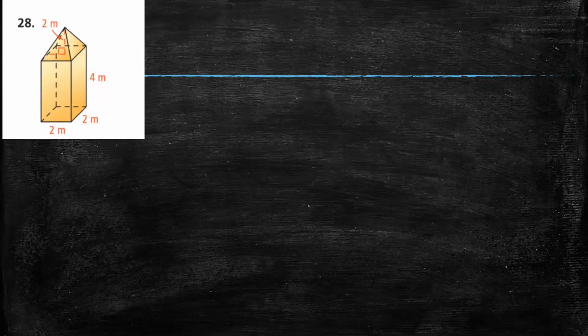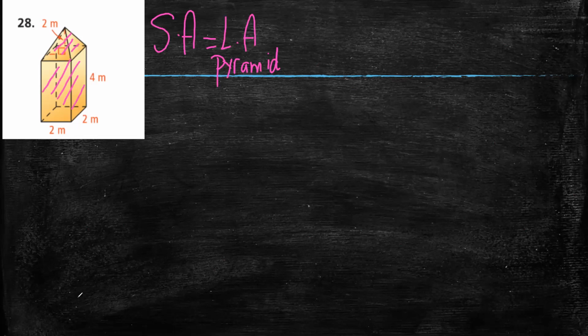Lateral area of a pyramid. Yeah, thank you. So we have a pyramid. Now, to find the surface area now, look at the pyramid. What did we see? We see the lateral area of the pyramid, plus we see this one and this one, which is the lateral area of the prism or rectangular prism. Plus, also we see this base.